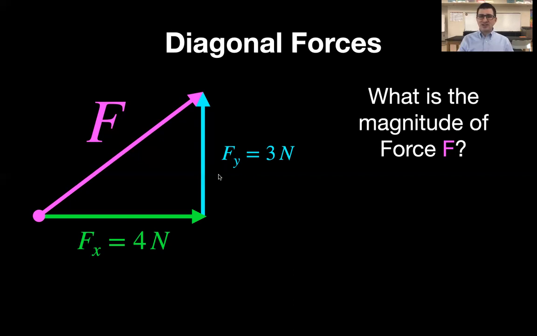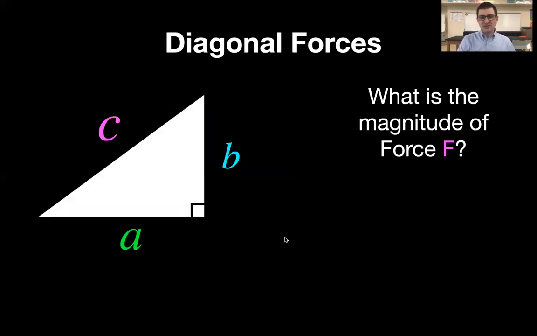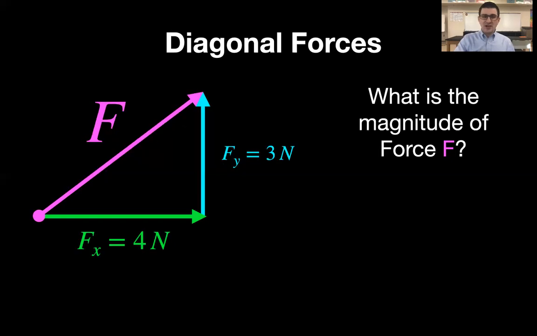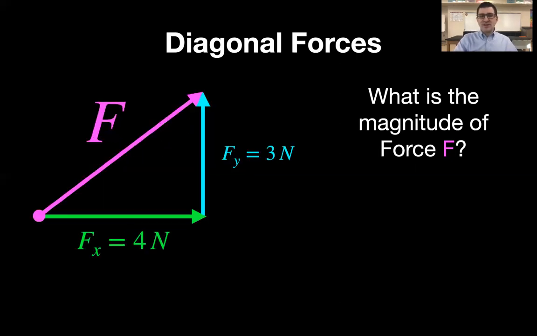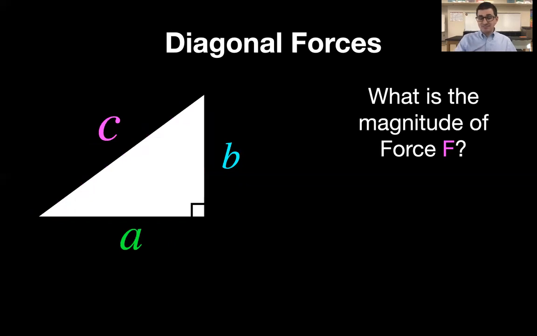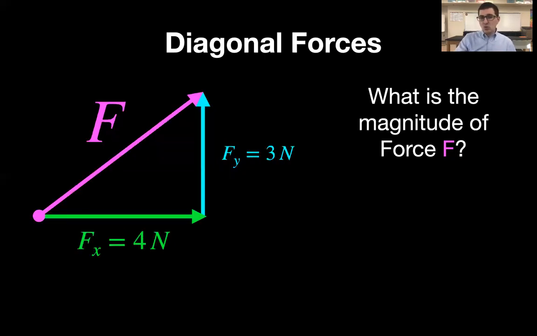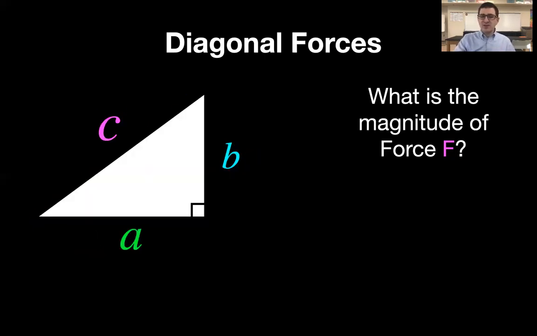But they're not pointing in the same direction. One goes to the right and then one goes up. So in order for us to find this diagonal arrow, we actually need to use something that we've learned from math class. You'll notice that this looks a lot like a right triangle where we have legs of a and b and then a hypotenuse of c. And you'll remember from math class that in order to find the length of side c, which is the magnitude of force F, we use the Pythagorean theorem, which is a squared plus b squared equals c squared.